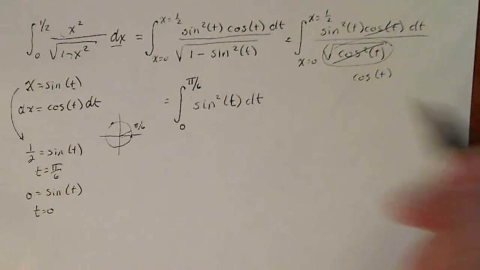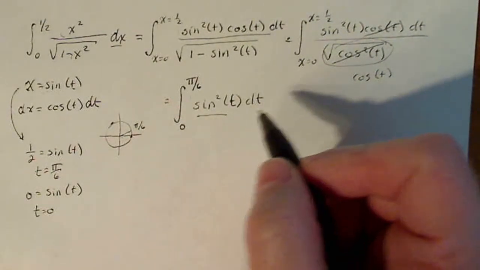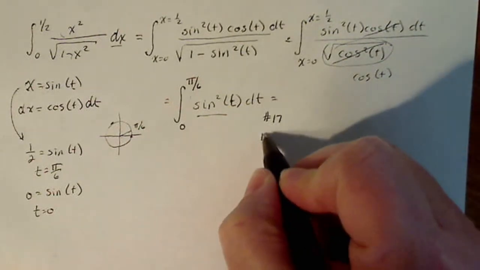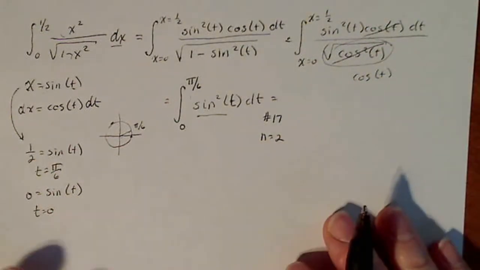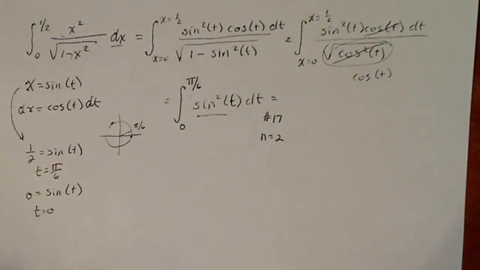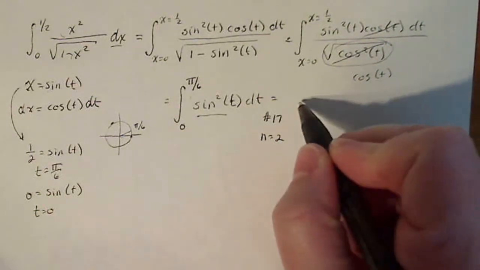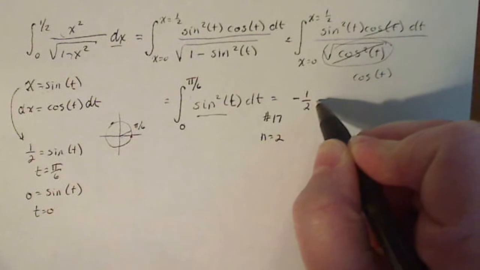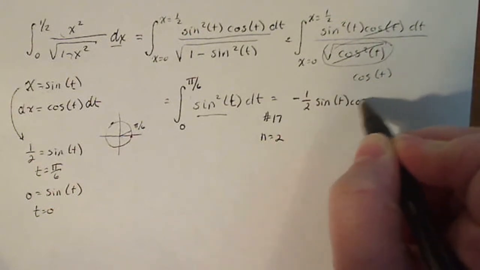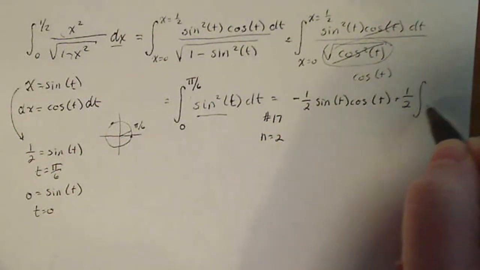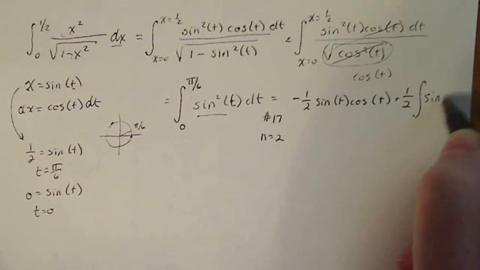That's nice. Now, in order to integrate this, I'm going to use the tables. Number 17 with n equal 2. Now, a lot of students say, do I have to write that down? I'll say, well, if you want to get it right, right? So it's not going to hurt you to take a few seconds to write that down in order to make sure you use the table right. Now, looking at the table, I get minus 1/2 sine t cosine t plus 1/2 the integral of sine to the 0 t dt.